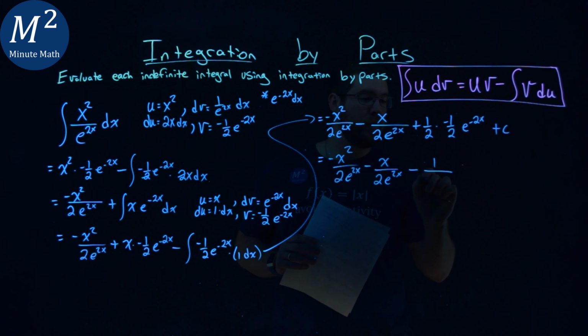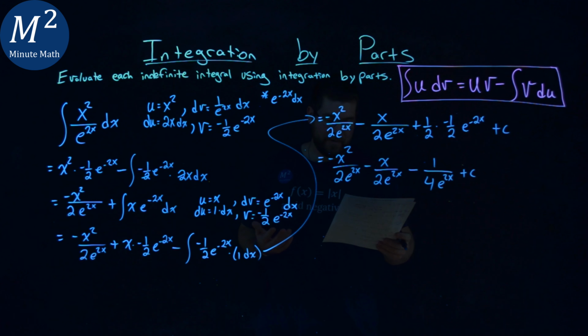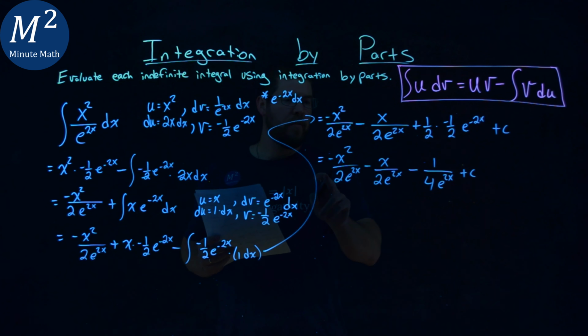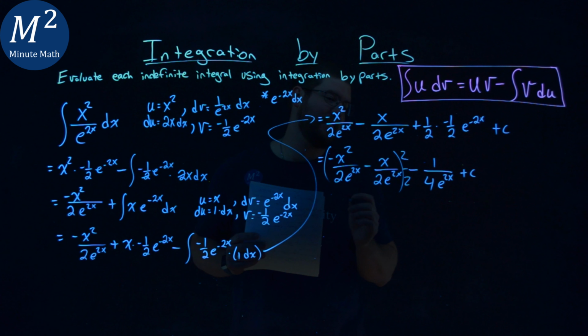1 over, we have 4 in the denominator, and then e to the positive 2x power plus c. Now I think I can make this all into one big fraction. We just have a common denominator. This whole section right here, notice it's very close: 2e to the 2x, 2e to the 2x, 4e to the 2x. So we multiply all that by a 2 over 2.